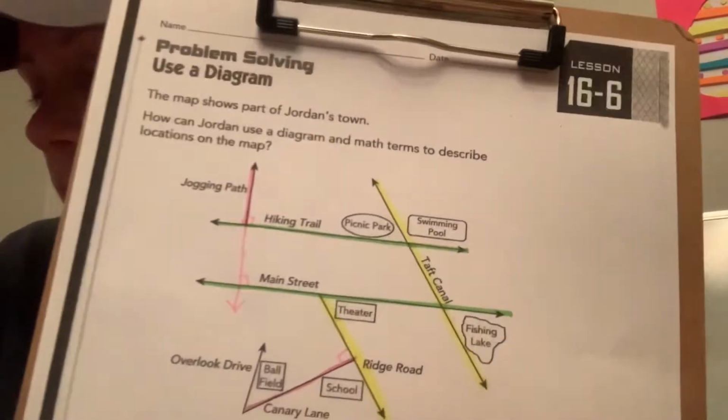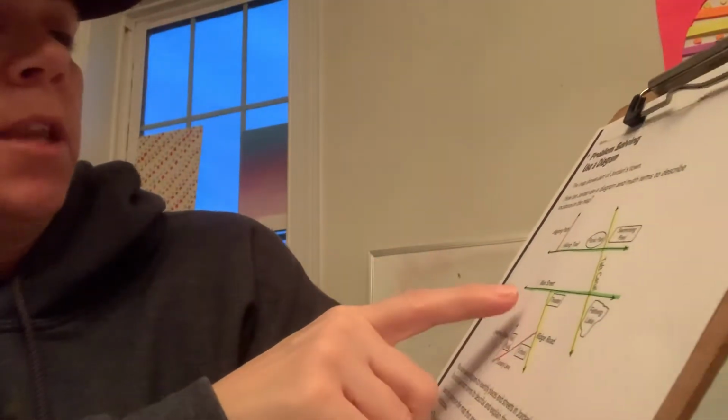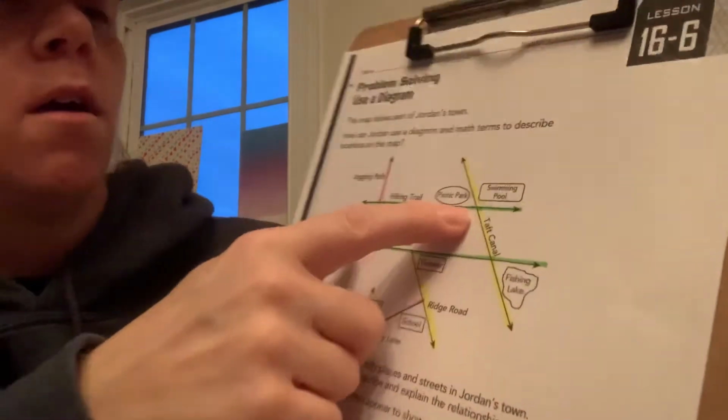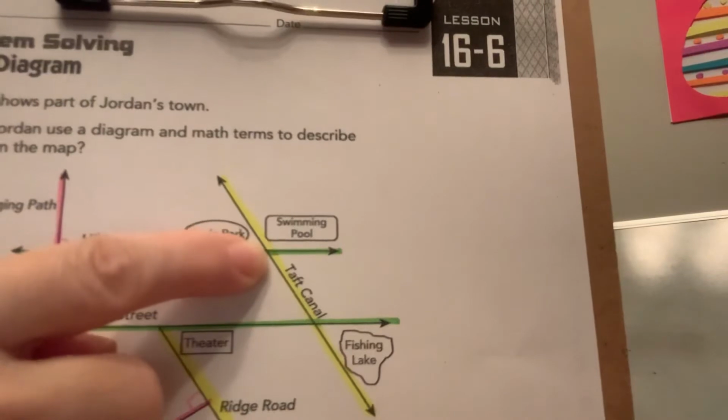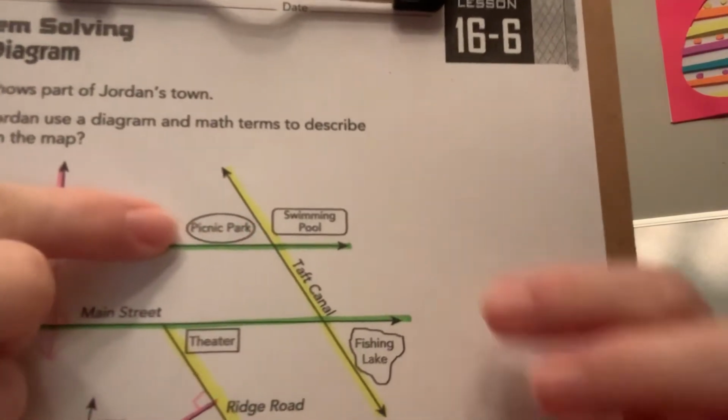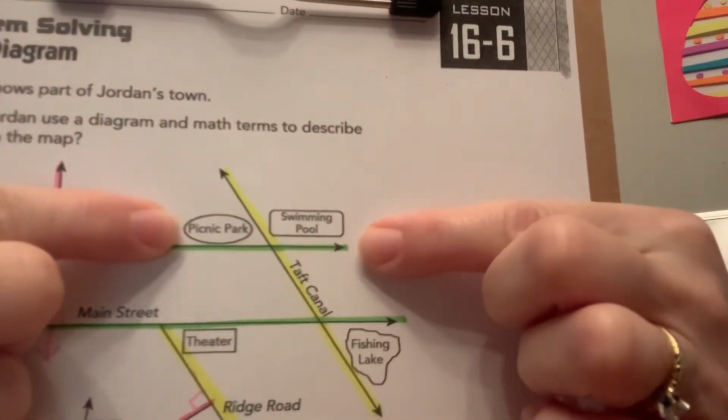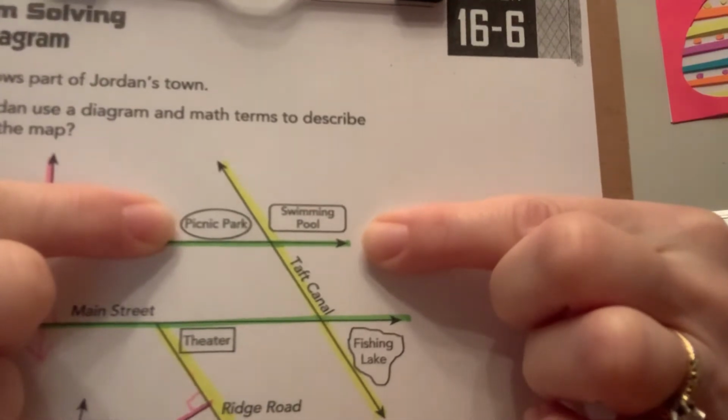What is located at the intersection of Taft Canal and the hiking trail? So intersect means to cross. So we look at the intersection of Taft Canal and the hiking trail, right here. And we're looking for the intersection where they cross. We see two things there, and that would be the swimming pool and the picnic park.